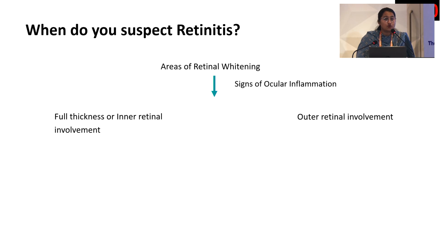Another thing is, once we have these things, we need to identify at what level this retinitis is. It could be full thickness or involving the inner retinal layers, or it could be outer retinal. Now, the beauty of the retina is such that these blood vessels are present in the nerve fiber layer. So anything that is deeper to the nerve fiber layer, the blood vessels would not be obscured. However, anything that is involving the inner retina, the blood vessels would be obscured.